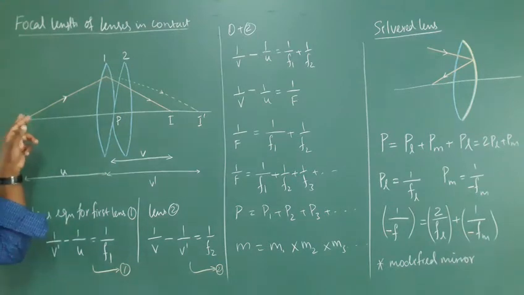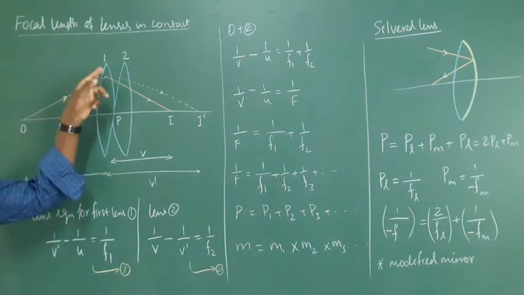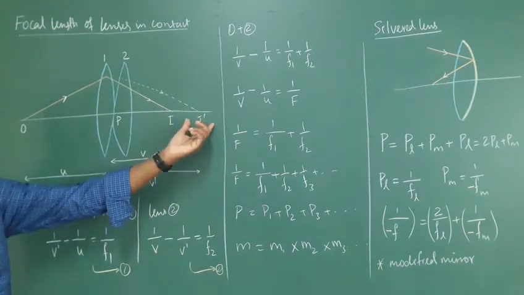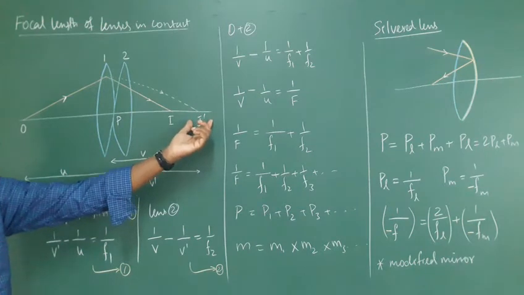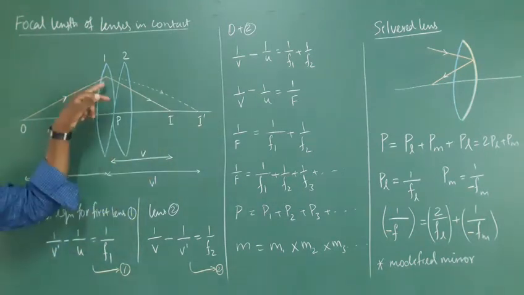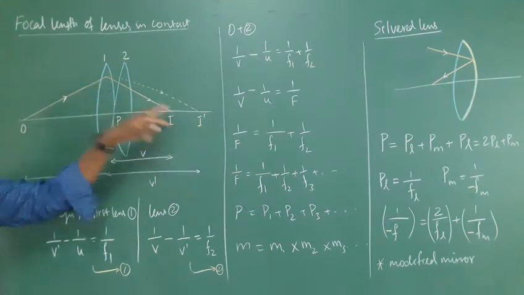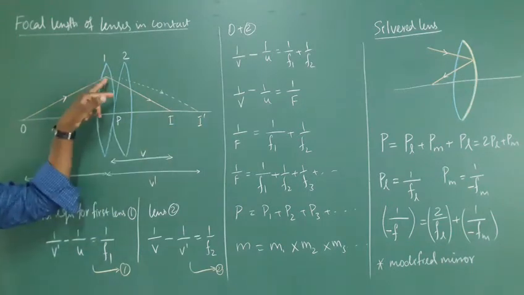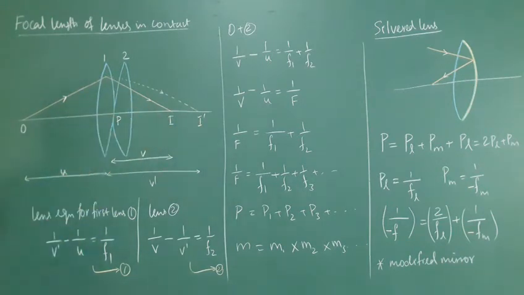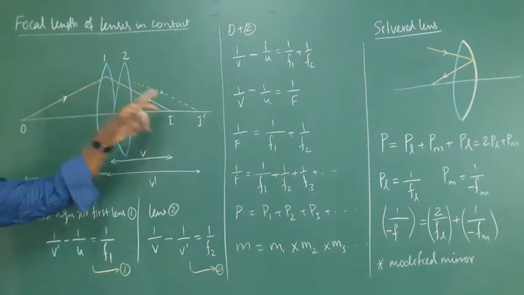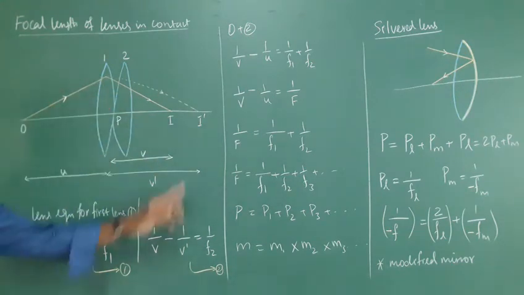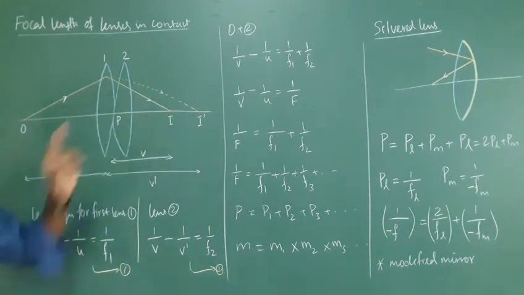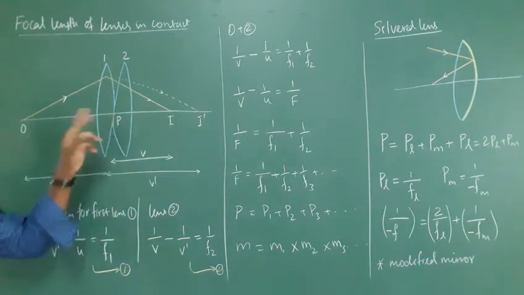Light from the object falls on lens 1 and produces the image at I dash. The image I dash acts as the object for lens 2. The light from I dash, the object for lens 2, creates the final image at I. So from the object, lens 1 creates an image I dash, which acts as the object for lens 2 and produces the final image at I. P is a common point.